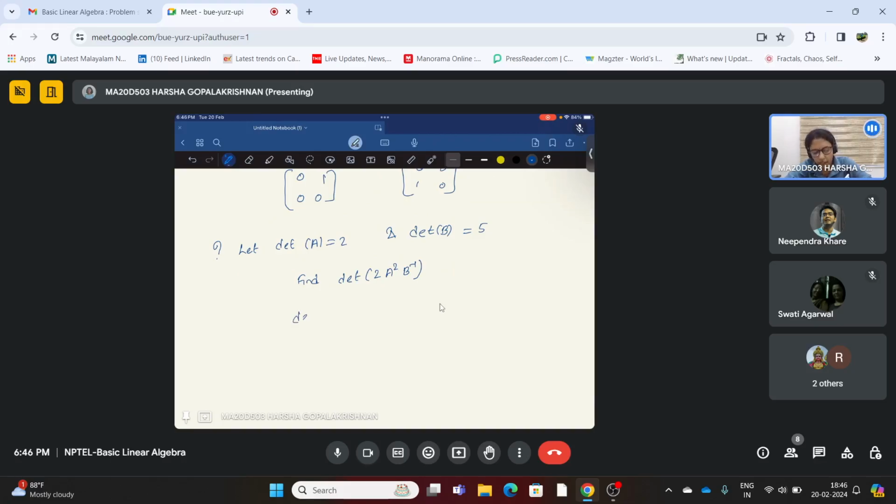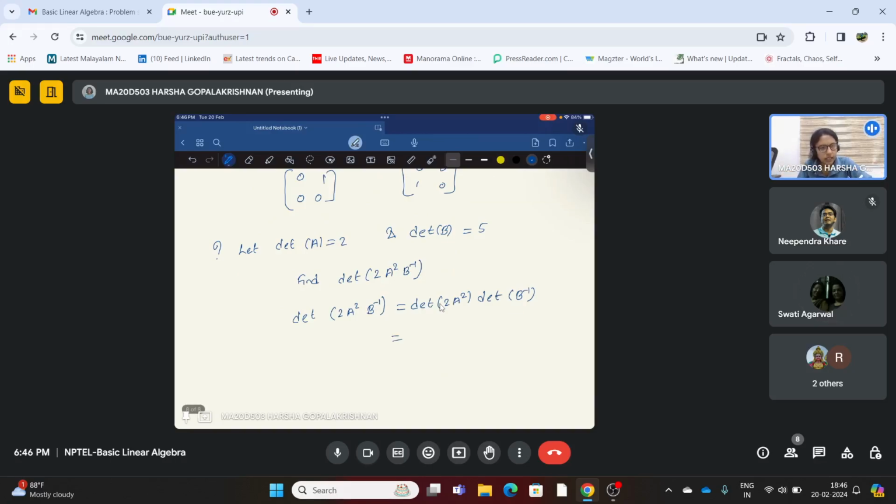How can we find the determinant of 2A squared times B inverse? It is the determinant of 2A squared into the determinant of B inverse. We are just using the known result, the determinant of AB equals the determinant of A times the determinant of B. That result only we are using.